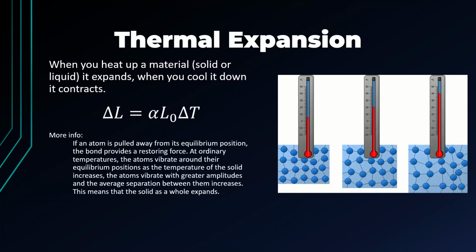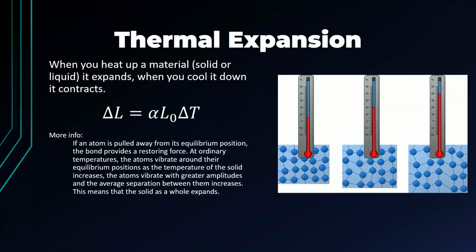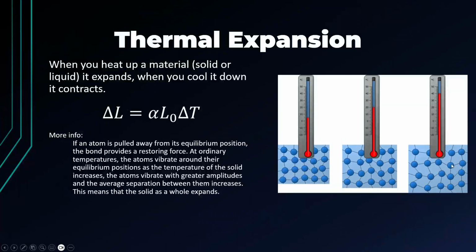At ordinary temperatures, we can see that these atoms vibrate around their equilibrium positions very, very little. But as we increase the temperature, we increase the kinetic energy, and the potential energy also ends up increasing, and this thing starts to expand out. The atoms are moving further and further away from the equilibrium position, so this object continues to expand out and out and out. So the whole solid expands.